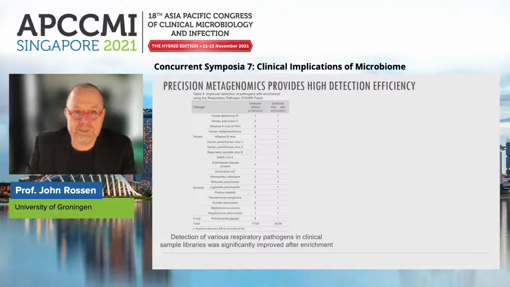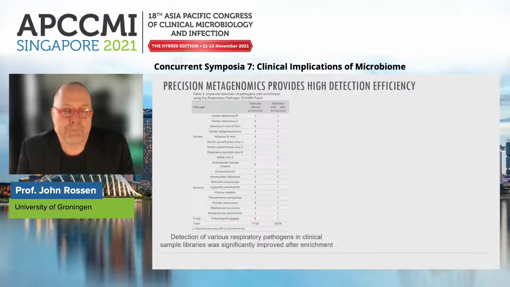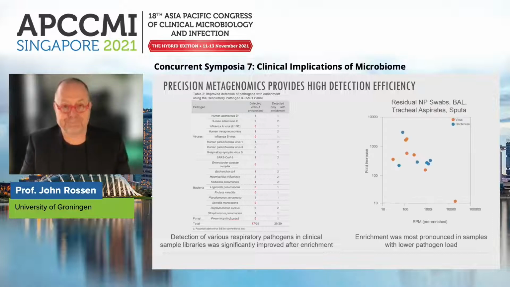In the next slide, you see in the left column, here we used patient samples that have been analyzed previously with multiplex PCR. And here you see that when we use shotgun metagenomics, we still miss several of the samples' pathogens that were detected by real-time PCR. However, after enrichment, we saw that the detection of various respiratory pathogens in these clinical sample libraries was significantly improved.